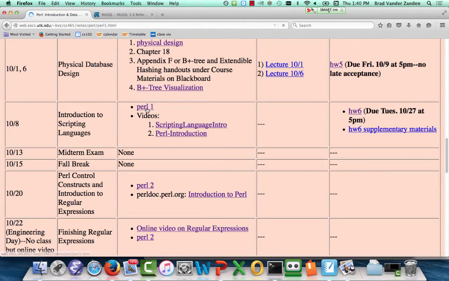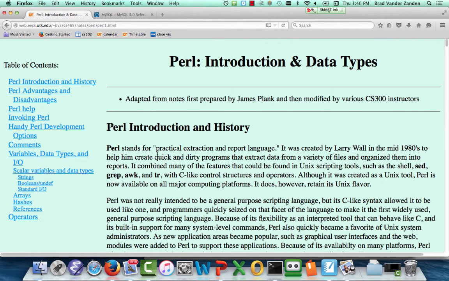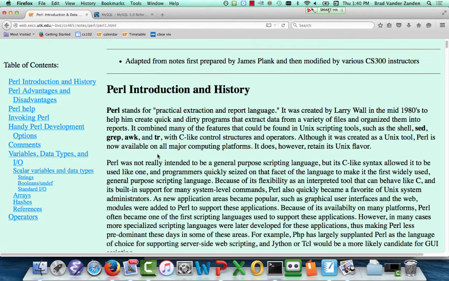Okay, so Perl was developed, it says here, in the mid-'80s. I thought for some reason it was in the late '90s, by a person named Larry Wall. He wanted to be able to quickly extract information from files and organize them into reports. And so he took what he thought were the best features of a bunch of Unix utilities like sed, awk, grep, combined them with a C-like notation, put it together, got his language.